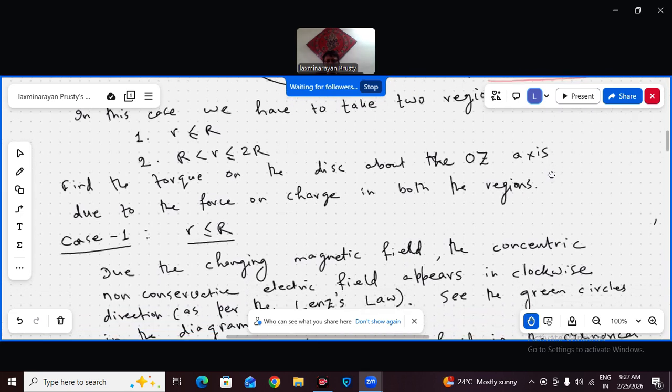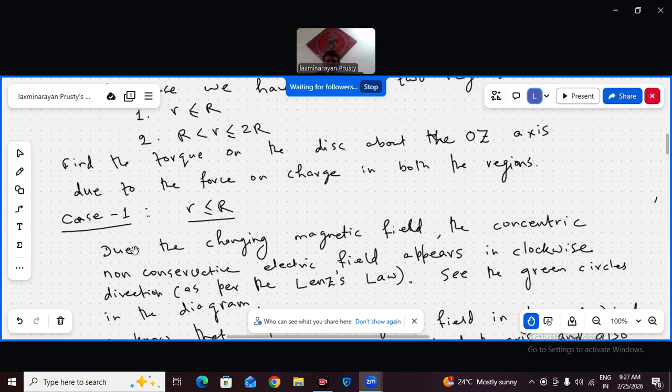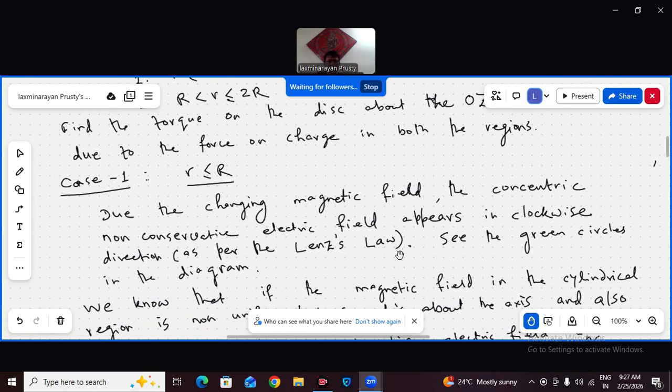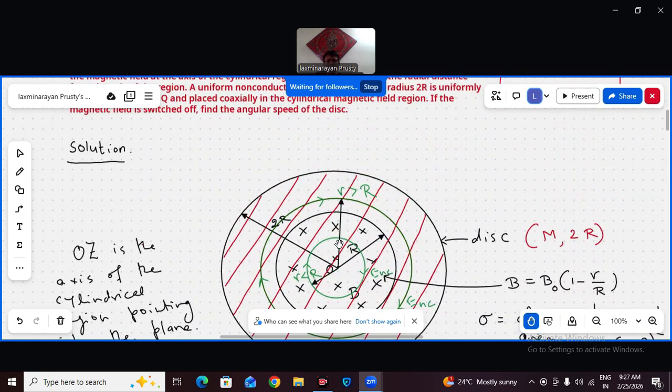Why does the force come? Because now see case 1, r less than R. Due to the changing magnetic field during the switching off, a concentric non-conservative electric field appears in the clockwise direction as per Lenz's law. See the green circle which I have shown in this diagram. This is inside the magnetic field region, and this is outside the magnetic field region.